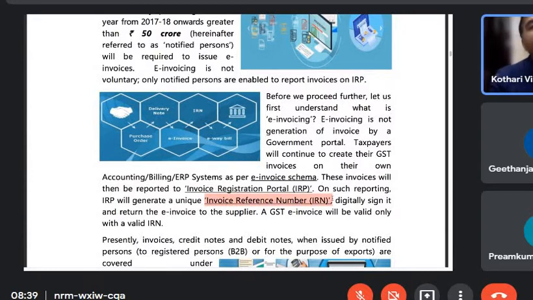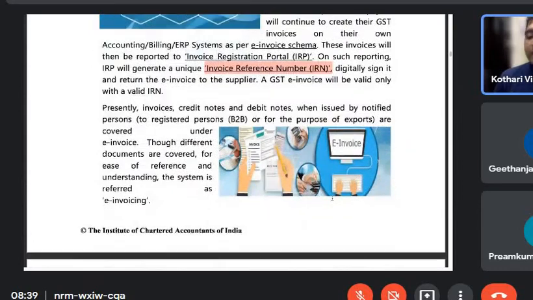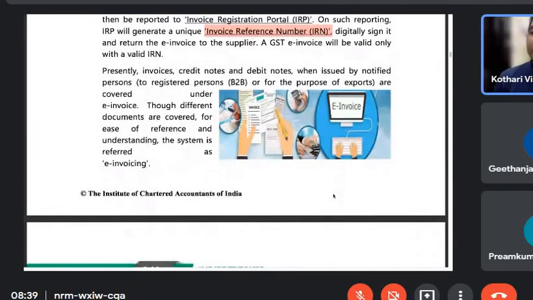Now this reference number is a 64-digit reference number. Along with it, a QR code will be received, which has to be attached to your tax invoice, then only that invoice will be valid. So what is e-invoice? E-invoice is not the generation of the tax invoice, but the generation of an online unique invoice reference number along with the QR code, which has to be attached to your invoice. And for those to whom e-invoice applies, only an e-invoice with a valid reference number will be a valid e-invoice. Otherwise, it will not be valid.